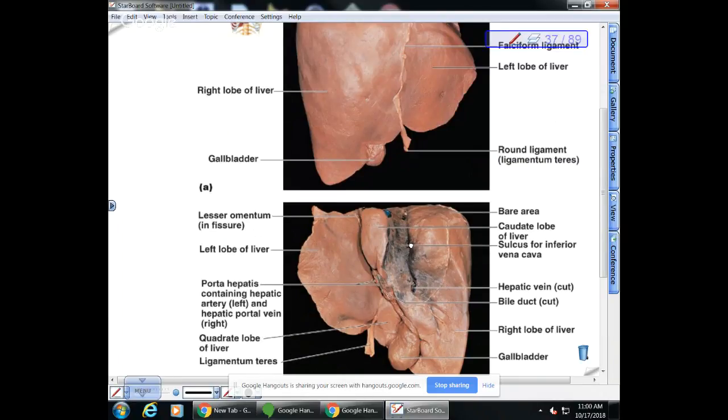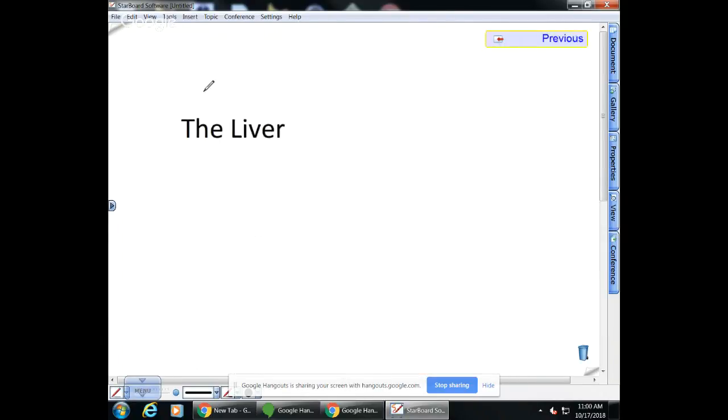Okay. So when we look at the liver, we have lobes, right? These are large segments, right and left. But we also have lobules. The lobules are tiny. They say they're about the same size as a sesame seed. And these are actually the functional unit of the liver.